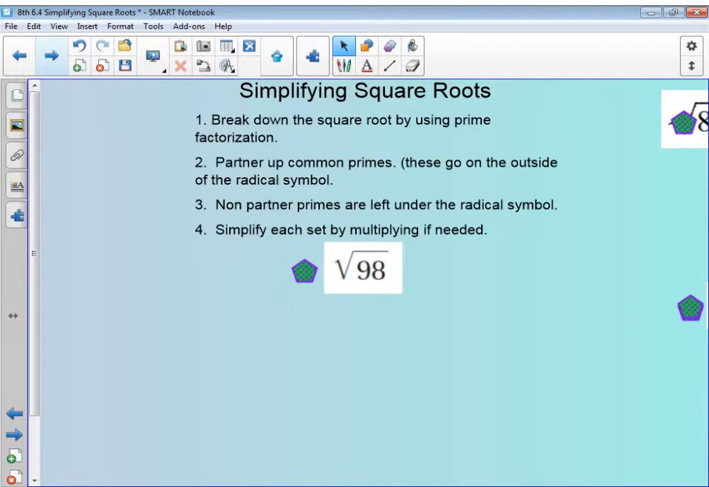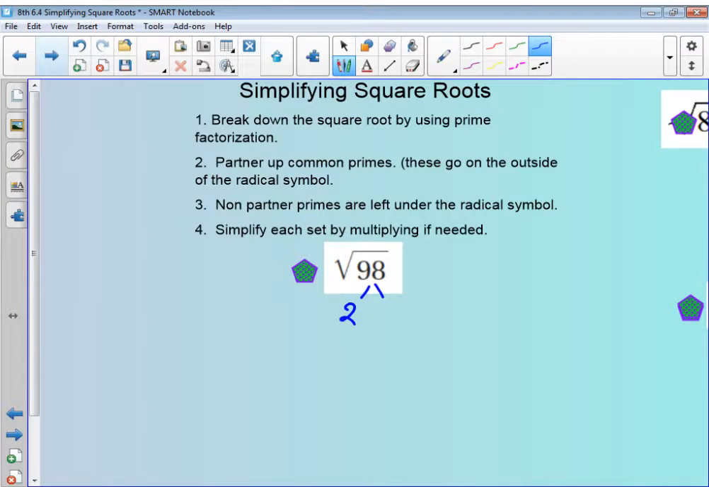Okay, 98. Once again, you can use your calculator to help you break it down into your factors. I do not want the answer as 9.89. I want you to break it down so that you're left with that non-perfect square. Okay, so let's see, 98. If I break that down, it's an even number, so I'm just going to divide by 2. So 98 divided by 2 is going to give me 49.